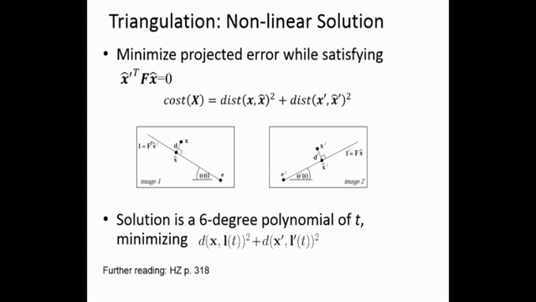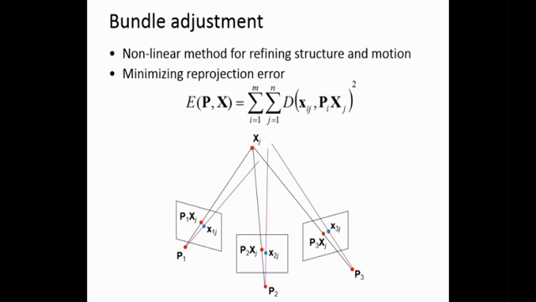So that's triangulation. Bundle adjustment is when you want to try to solve for both the camera poses and the 3D points at the same time to minimize the reprojection error. So basically with incremental structure from motion, you solve for pose, then you solve for 3D points, and then you solve for them both jointly.